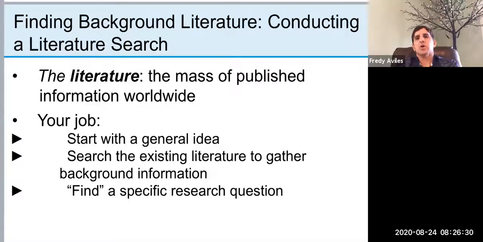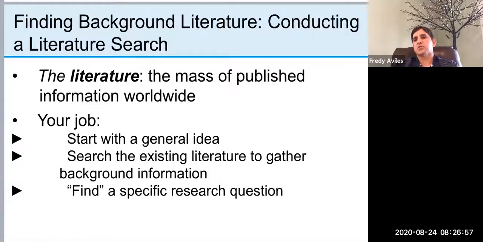So you want to do a literature search. You want to search the literature. Now, what the heck is the literature? The literature is the mass of published information worldwide. It's the stuff that's written. But nowadays, not everything is written in an actual bound book, a hard copy. A lot of things are on the internet. So it's the mass of published information worldwide.